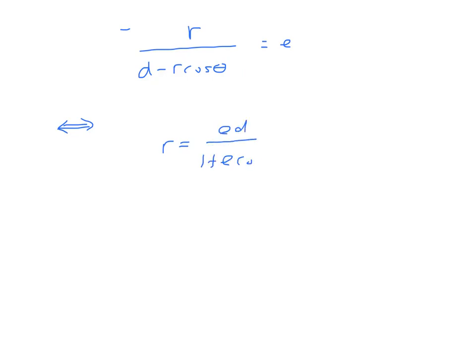Now if we use the picture from the previous page, we'll have that the distance P to F divided by the distance P to L, we replace that with what we found from the picture, so r over d minus r cosine theta, and this is equal to e. We now simplify this, so this equation is equivalent to, go ahead and solve this for r, and you get ed over 1 plus e cosine theta.